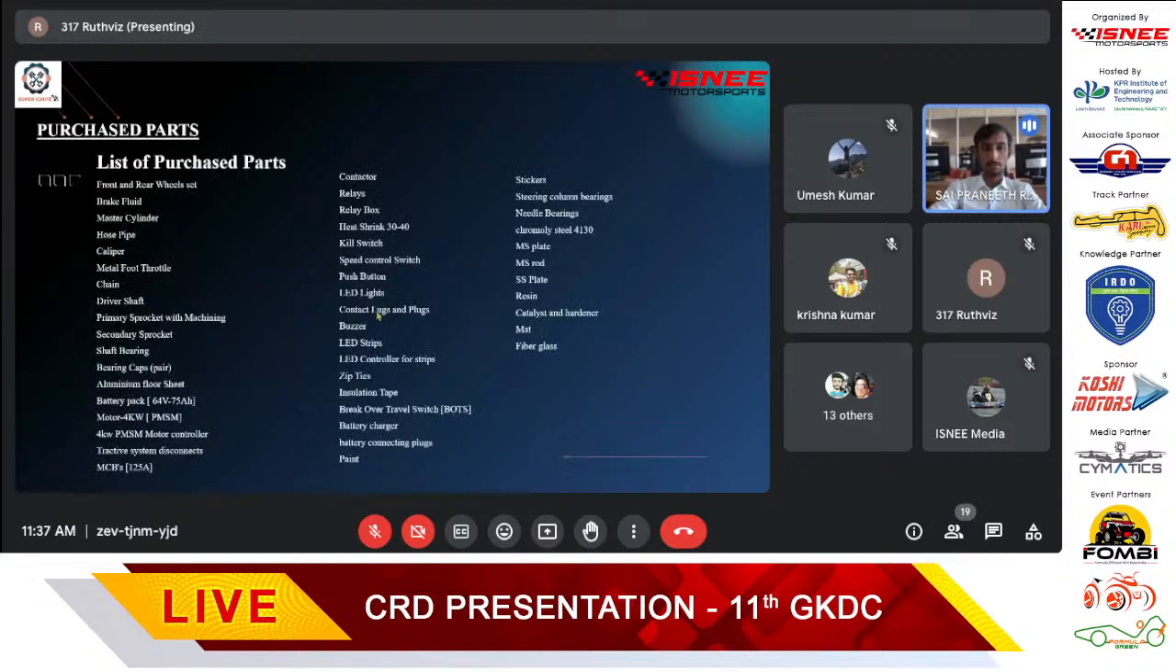And these are the purchased parts of our cart: wheels, master cylinder, calipers, chain, drive shaft, which is based on our requirements, and secondary sprocket, bearing caps, motor, battery, MCBs. These are the purchased parts.